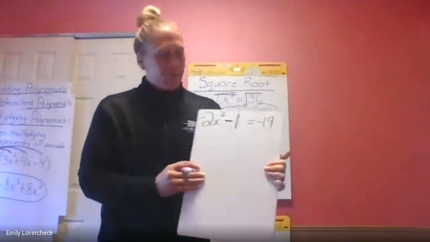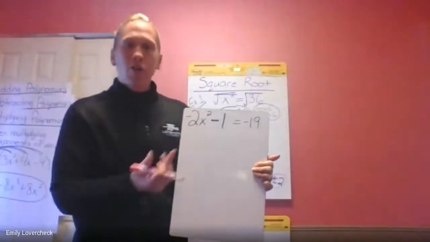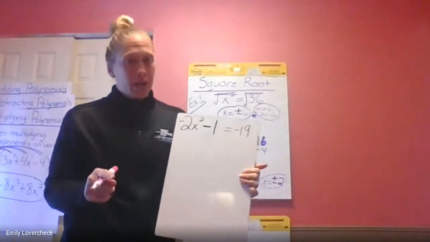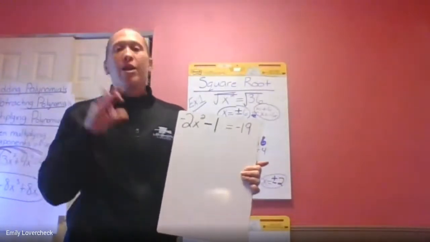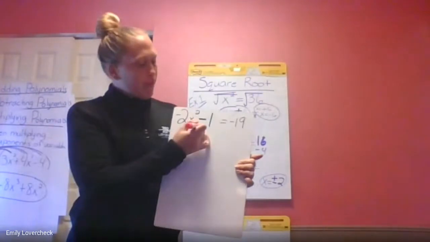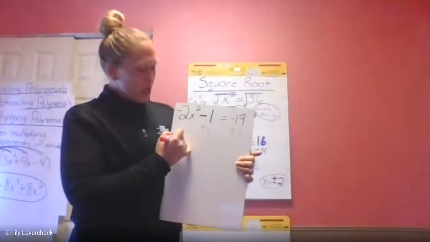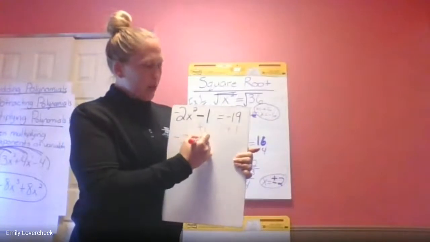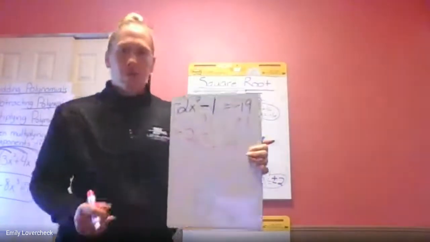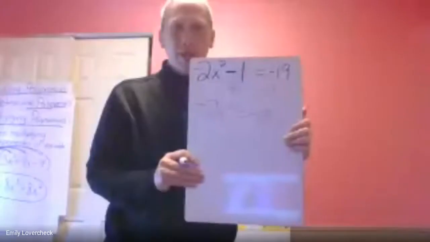So let's say I have this. I have negative 2x squared minus 1 equals negative 19. So a bunch of negatives coming in here. Don't forget about them. Don't just drop them. Make sure they're there. So the opposite of subtracting 1 is going to be adding 1. So I'm going to add 1 to either side. So I end up with negative 2x squared equals negative 18. Okay? So negative 2x squared equals negative 18.